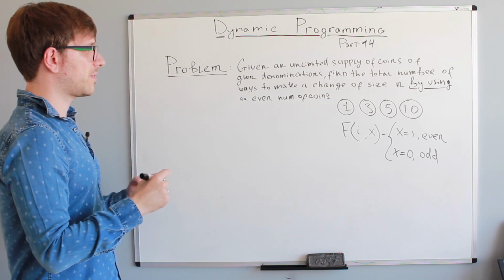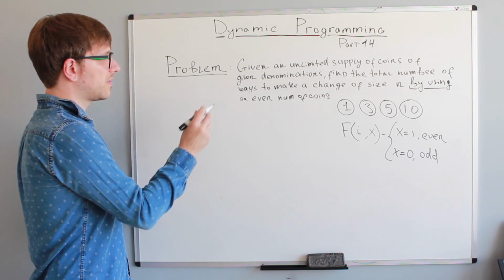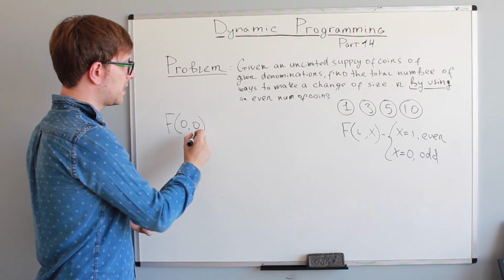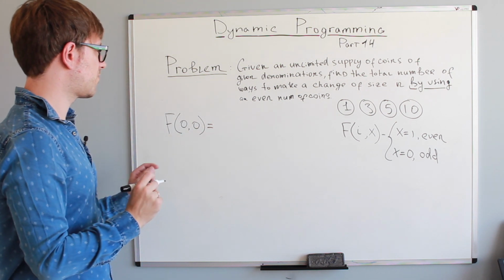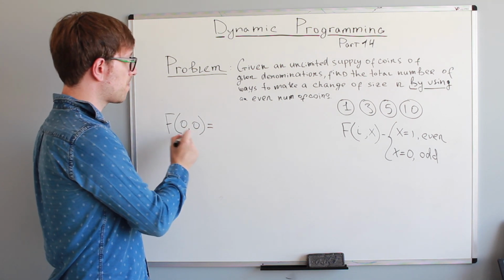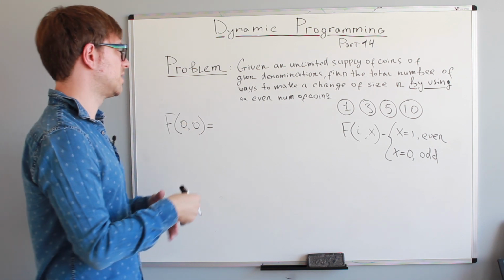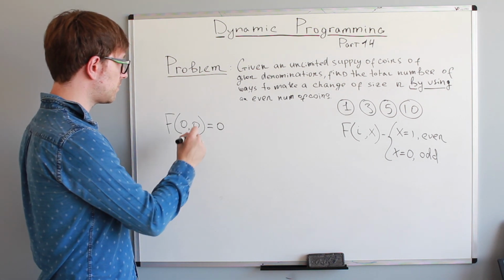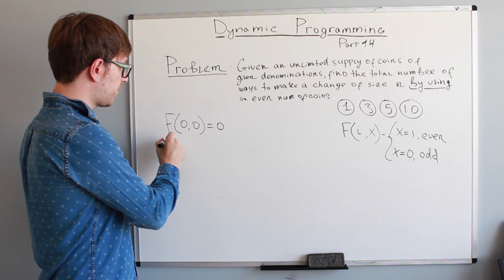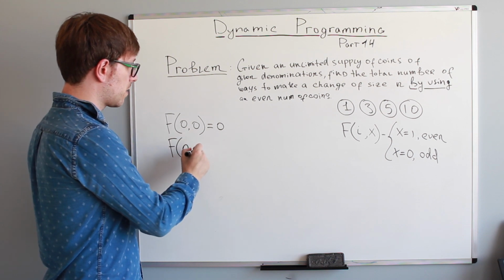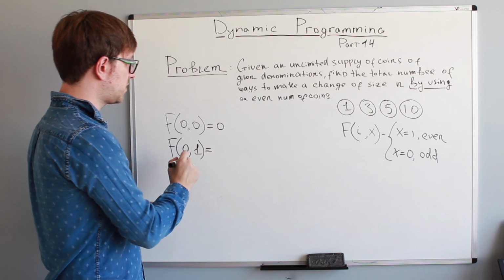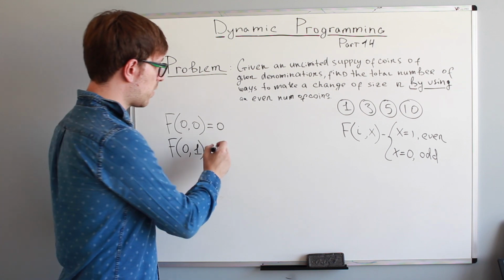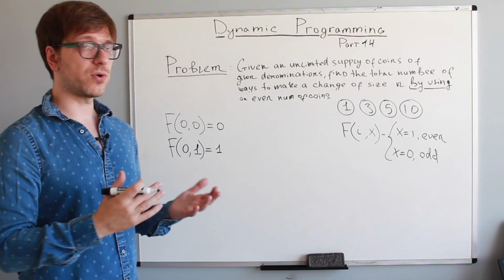This is the second step in the framework. So let's try to solve the problem for f of 0, 0, meaning that we want to find the total number of ways to make a change of size 0 by using an odd number of coins. We can't do it, so the answer is 0. There are 0 ways to do that. Now, f of 0, 1. How many ways to make a change of size 0 by using an even number of coins? There is one way, we're just returning an empty set of coins, right?